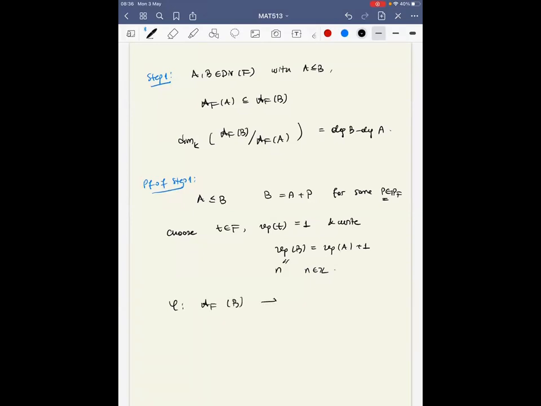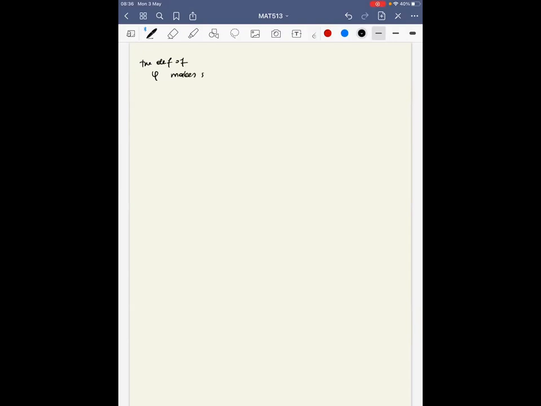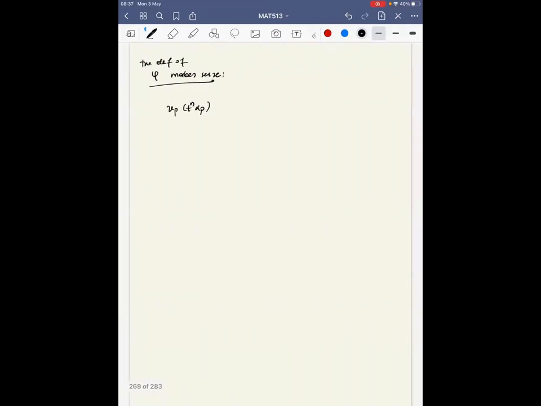We can introduce a map phi which sends the Adeles in A of B to the evaluation of the P component multiplied by T to the N, evaluated at P. Indeed, this definition of phi makes sense: we want to see that T to the N alpha P is an element in OP, so it doesn't have a pole at P, and its image cannot be infinity.